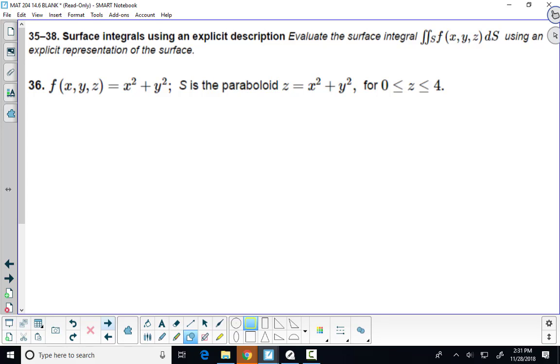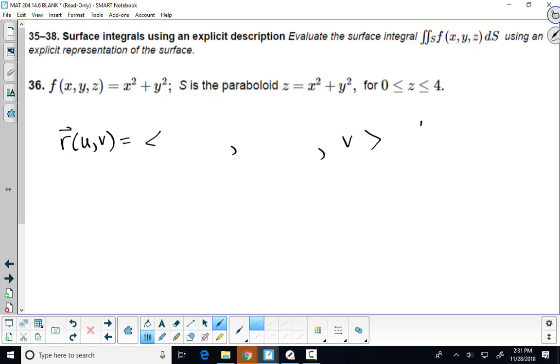All right, so we've got a paraboloid. What letter is the easy letter? Z. Z is the easy letter. So we have r of u comma v. And which letter do we want to plug in for the z? V. Okay, great.